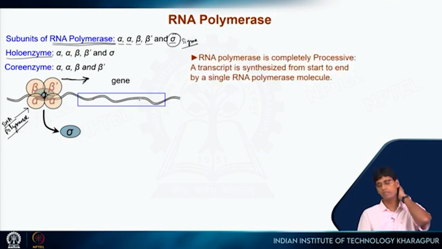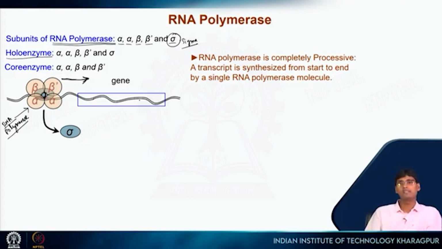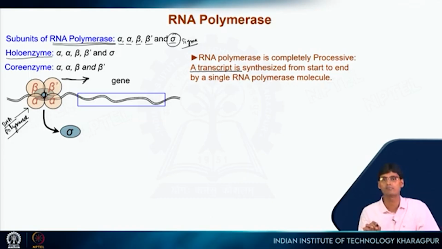Now, a few important things I should discuss about RNA polymerase: it is completely processive. What is the meaning of processiveness? It means our transcript is synthesized. Transcript here means the RNA, the result of transcription. A transcript is synthesized from start to end by a single RNA polymerase molecule.